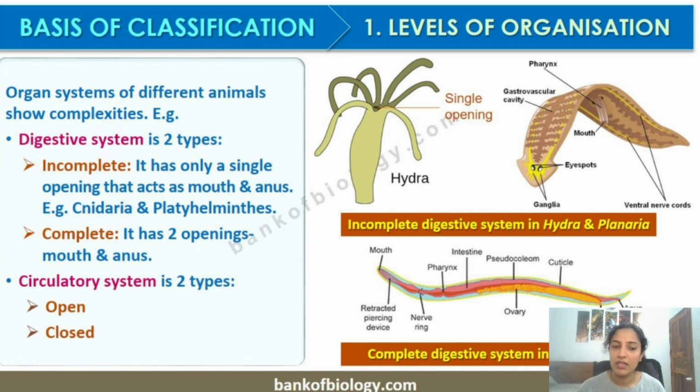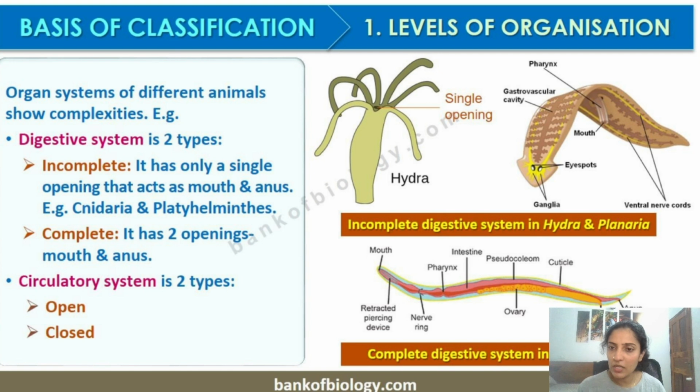Similarly, when you consider the organ system for circulatory system, you can see in lower organisms or in some organisms, this circulatory system is open. What do you mean by open circulatory system? An open circulatory system is one in which the heart functions with open type of blood vessels. Okay, so the blood will be completely flushed inside the body of the organism.